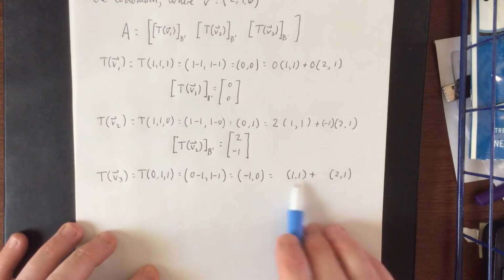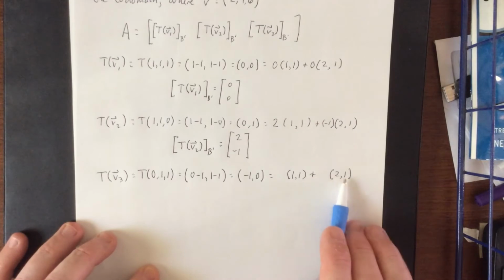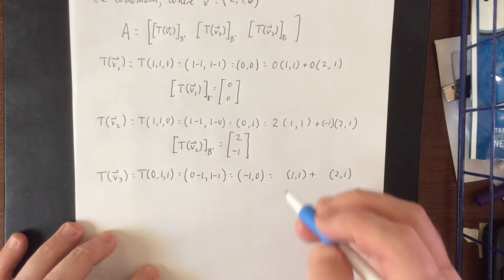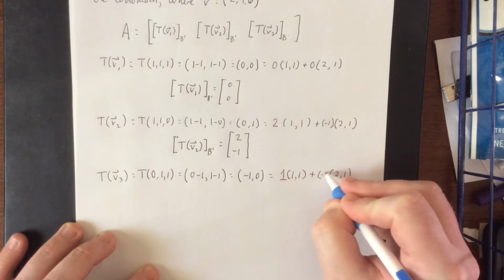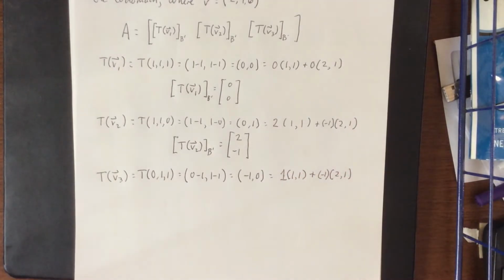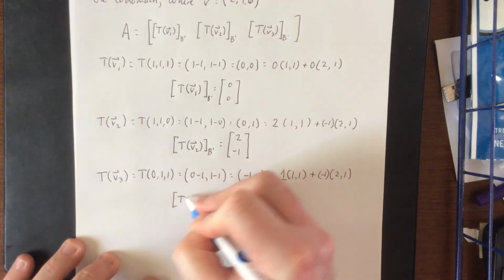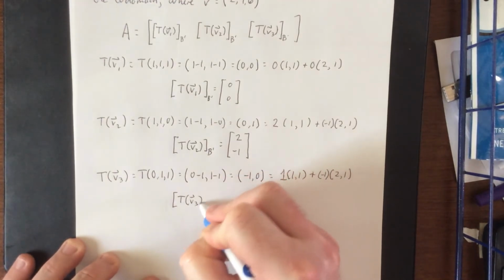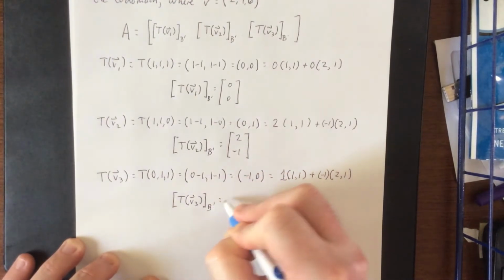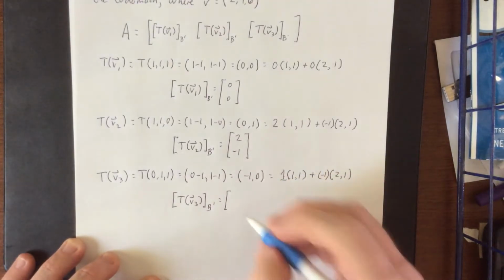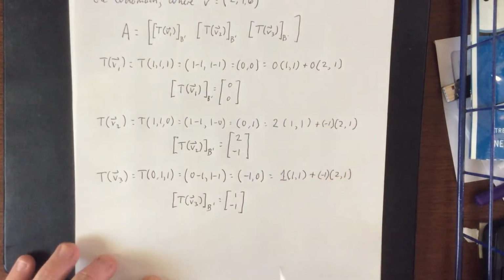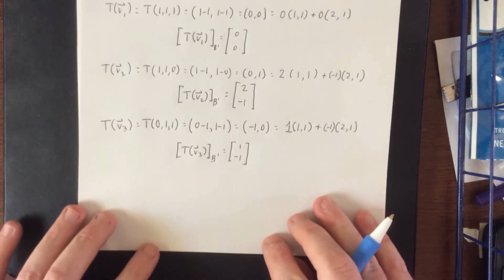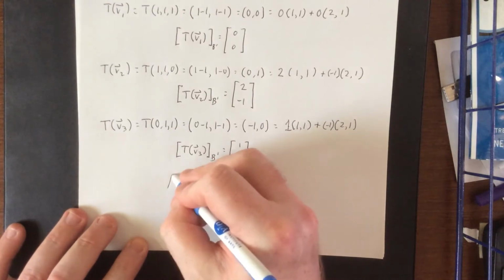If I take the first vector and subtract the second vector, the two components will be 1 minus 2 and 1 minus 1, which is exactly what we're looking for here. So the coordinates I'm looking for would be one of these and negative one of these. As such, the image of vector v3 relative to basis B prime is the column matrix, or coordinate matrix, 1, negative 1. So these three columns will help us construct our matrix A relative to these non-standard bases.